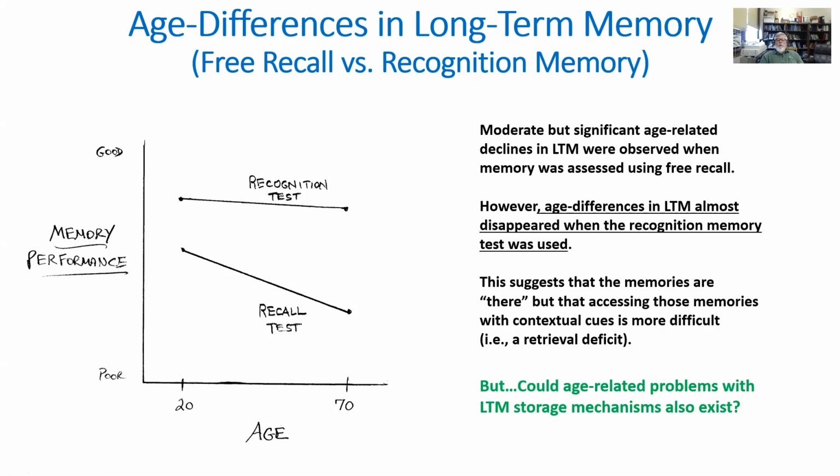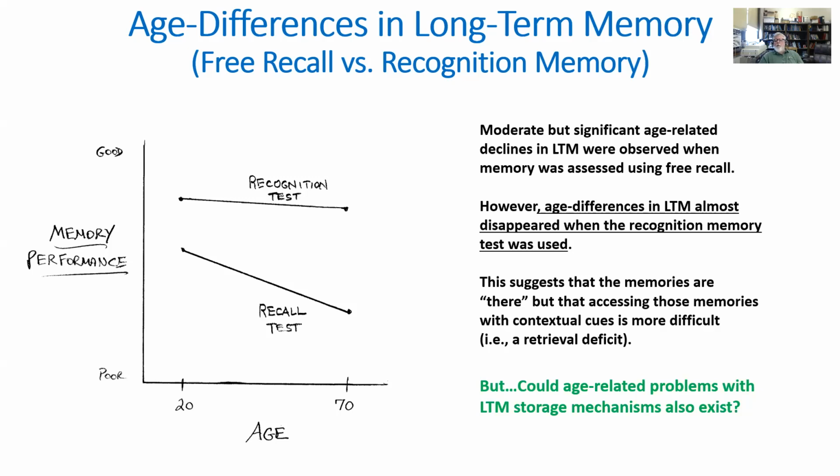Well, what happens where, instead of giving people a free recall test, let's suppose, again, you gave them 16 words to remember, and now you give them a sheet of paper that has 50 words on it. 16 of the words are the same words that you gave them to remember, and the other 34 are distractor words. Now their task is to identify the words they were originally presented with by circling those words.